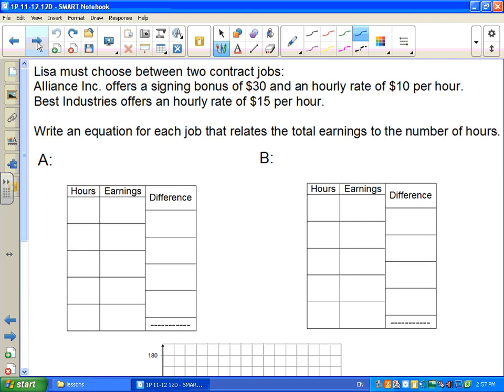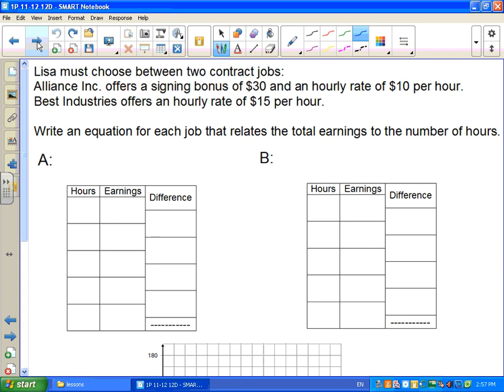So let's take a look at the question. Lisa has to choose between two contract jobs. She's out in the job market and has been offered two jobs. She can only take one of them because these are going to run at the same time. Alliance Incorporated offers her a signing bonus of $30 and an hourly rate of $10 per hour. Best Industries offers an hourly rate of $15 per hour. First, we're going to write an equation for each job for her total earnings. Then we're going to fill in a table, and then we're going to graph both of these relations on the same axes.